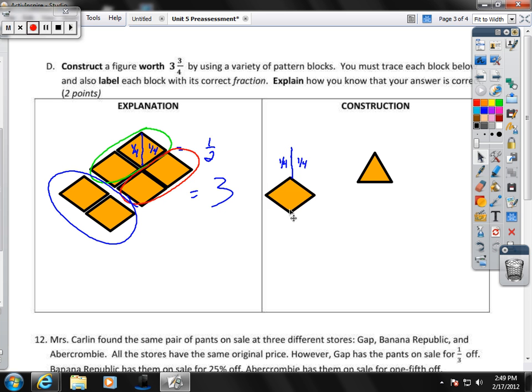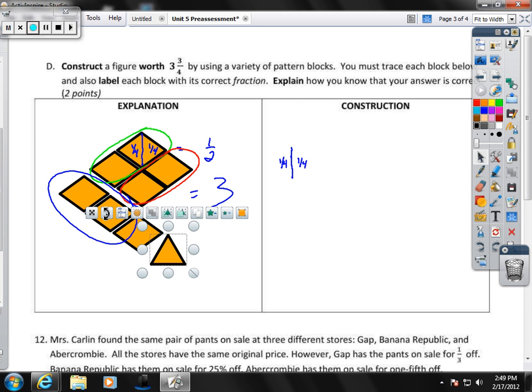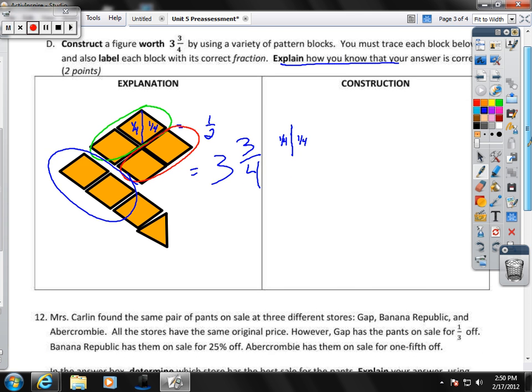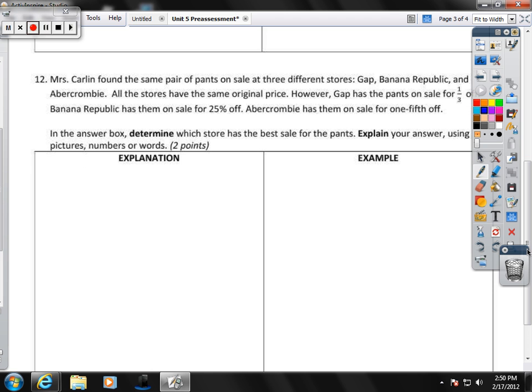So now what I can do is take this guy, we'll move him back here, take the triangle, and move him over here. We'll kind of spin it around so it kind of fits in there pretty well. That's going to equal 3 3/4. And obviously we would explain how we did it by understanding the fact that a triangle is worth 2/4, which is equal to 1/2. Well done.